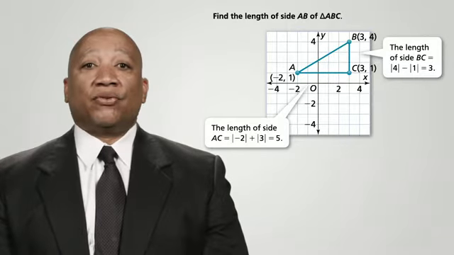Students also use the Pythagorean Theorem to find the distance between 2 points on a coordinate plane and use the distance to find a missing coordinate. Students also extend their knowledge of the Pythagorean Theorem to find the perimeter of a figure. The Pythagorean Theorem is used throughout this topic.